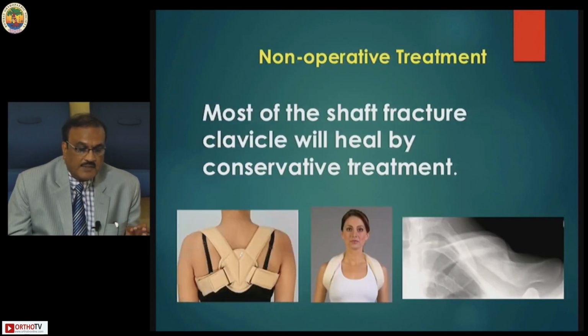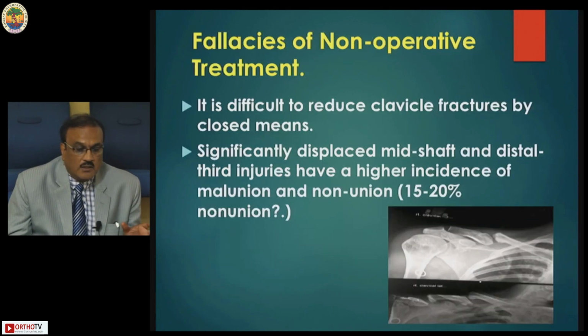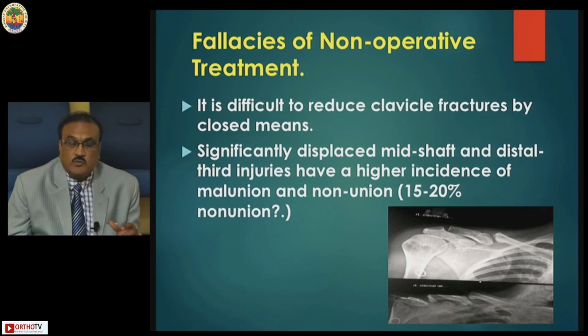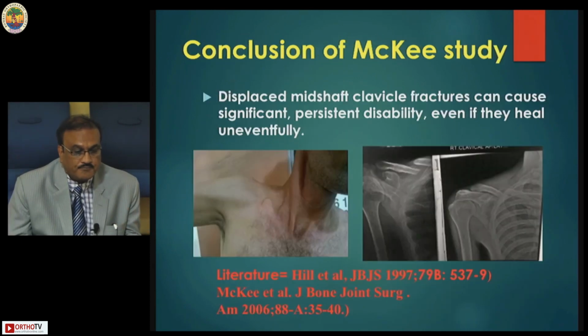Most shaft clavicle fractures heal by conservative treatment. Fallacies of non-operative treatment: it is difficult to reduce a clavicle fracture by closed means and to retain it also. Significant displacement of mid-shaft and distal third injuries have a higher incidence of malunion and non-union, and in a recent report, 15 to 20% non-union is reported in displaced mid-clavicular fractures.